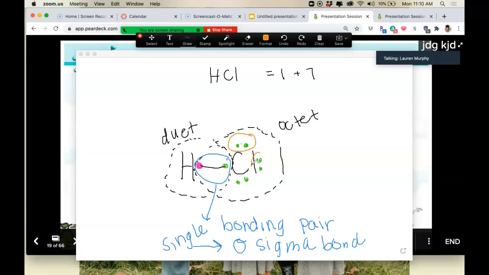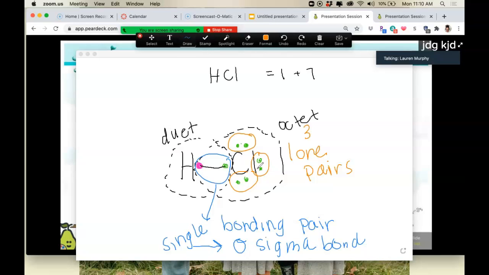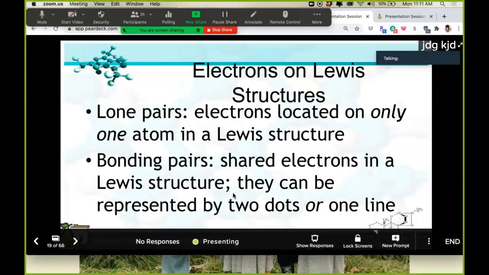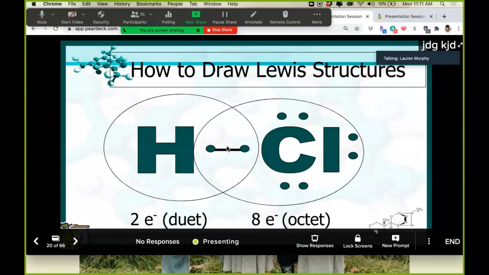Now, 1, 2, 3. These guys are called lone pairs of electrons. They're alone in the sense that they're not involved in a chemical bond, but they are paired up. So they have a partner, a partner, a partner. So this molecule has 3 lone pairs of electrons. This is the Lewis structure or Lewis dot structure of HCl, hydrochloric acid. Questions?